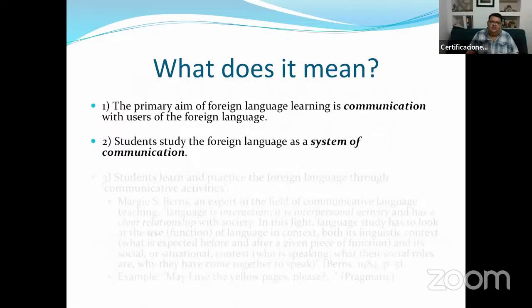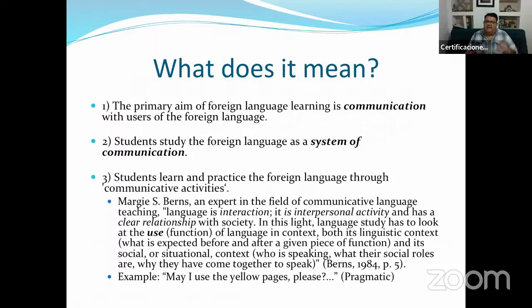Excellent. And number three, students learn and practice the foreign language through communicative activities. I repeat, different books, different names: communicative activities, conversation tasks, talking time, etc. In other words, it's conversation activities. Notice what Margie S. Byrne, an expert in the field of communicative language teaching, says: language is interaction. It is interpersonal activity, and it has a clear relationship with society. In this light, language study has to look at the use, the function.